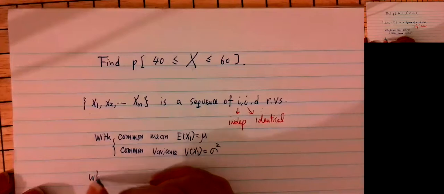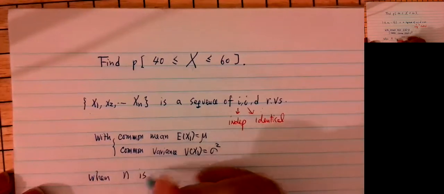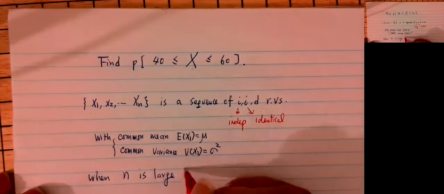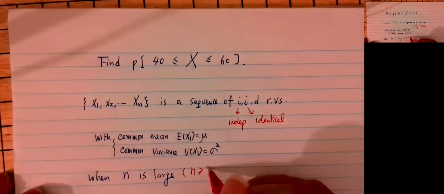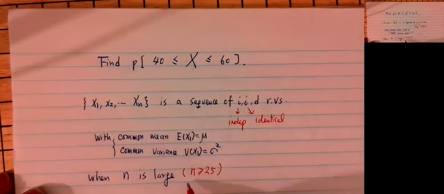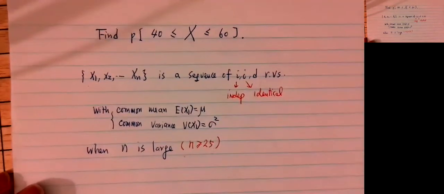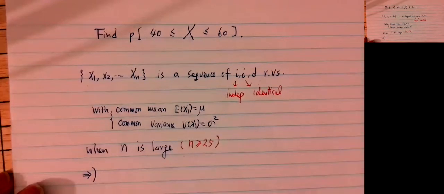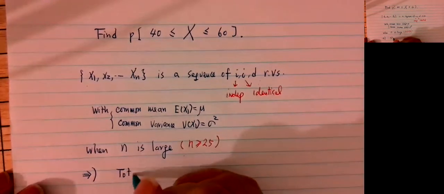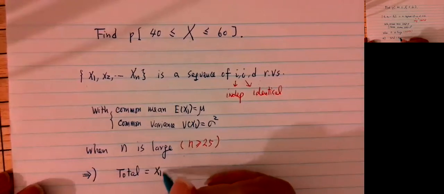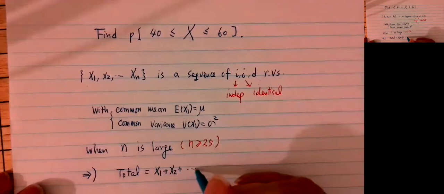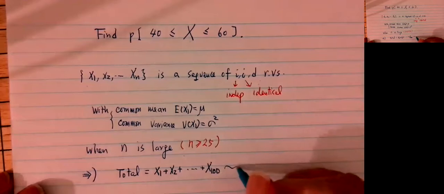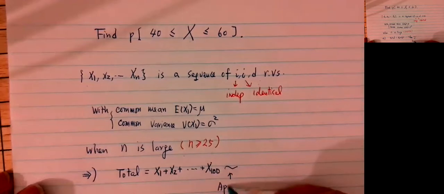Then when n is large, how large do we usually call large? Well, for this course, if we don't talk about a special case, n greater than 25 is big enough, okay? When n is large, then by the central limit theorem, the sample total, in our case X1 plus X2 plus all the way up to X100, should follow approximately a normal distribution.